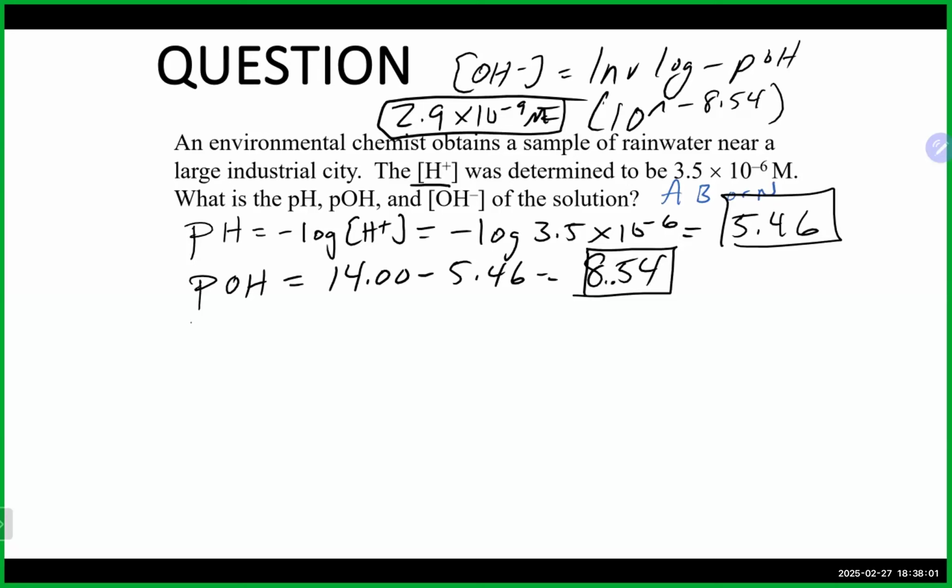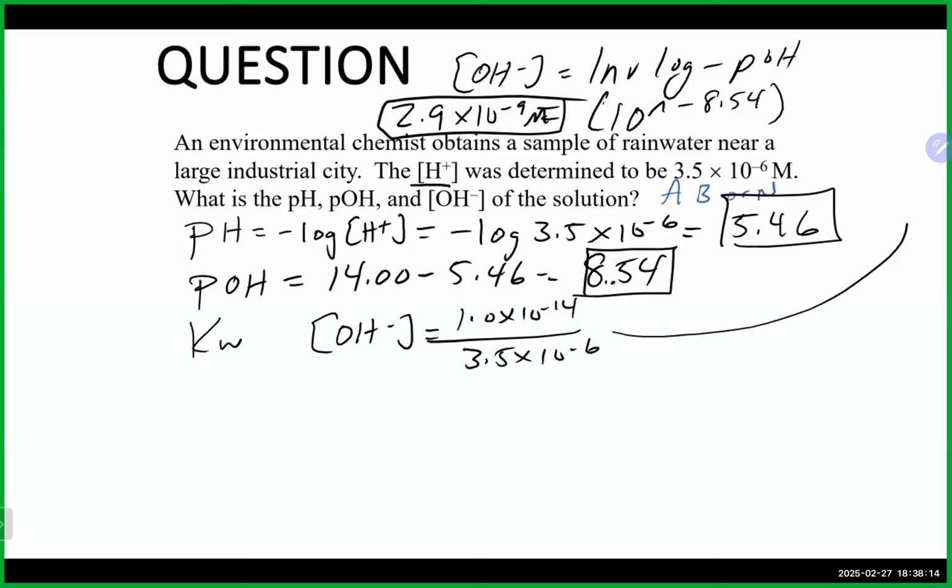Alternatively, again, you could use Kw if you like, which obviously your OH minus would equal 1 times 10 to the minus 14 divided by your 3.5 times 10 to the minus 6. And again, it should basically get you back there as well. Any questions on any of those? Acidic, basic, or neutral, this one, by the way? It is acidic with a pH of 5.46, less than 7.